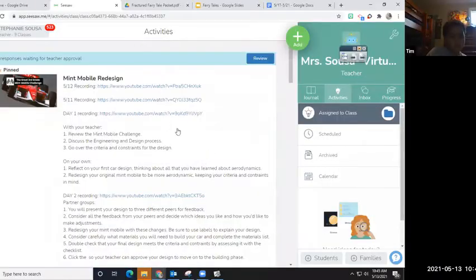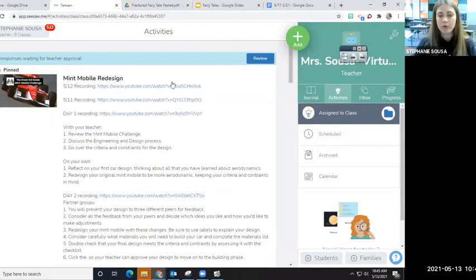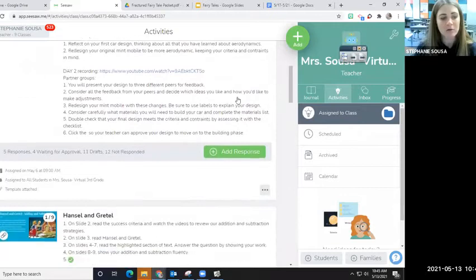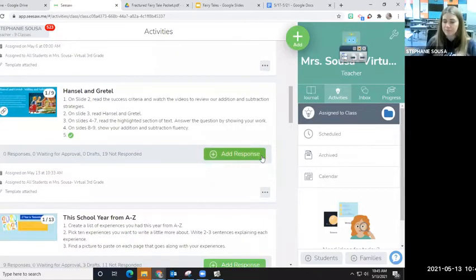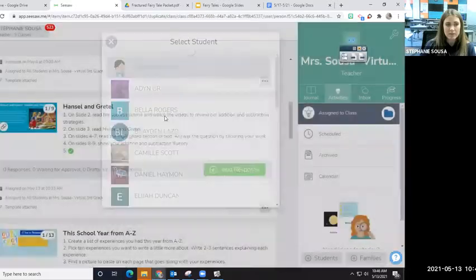On your activities, your Mint Mobile redesign has been pinned to the top, remember? So scroll down, it will be the first activity there. We have been looking at fairy tales and the situations that the characters get themselves into in order to use mathematics to help them solve their problems. Yesterday, we helped the wolf divide food so that he didn't have to eat Little Red Riding Hood and the granny. Today, we're going to see how we can help Hansel and Gretel escape the witch. Click on that add response, please.